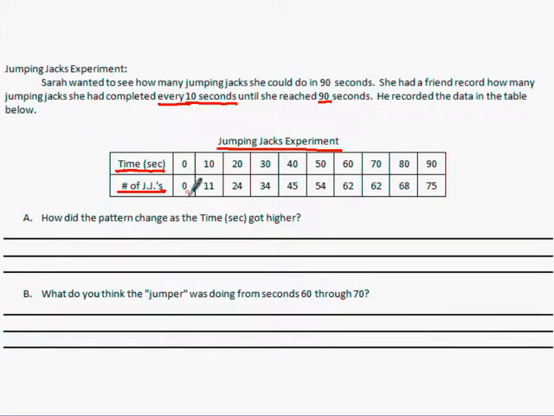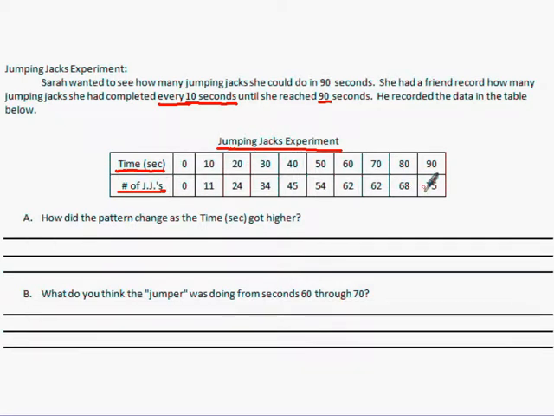At 0 seconds she had 0 jumping jacks, 10 seconds, 11 jumping jacks, 20 seconds, 24, 30, 34, 40, 45, 50, 54, 60, 62, 70, 62, 80, 68, 90, and 75. So the experiment was done over the course of 90 seconds. Now, the table has been created for us, and so what we're going to do is analyze the table, which means we have to look at the entire table close enough so that we can answer questions about it.